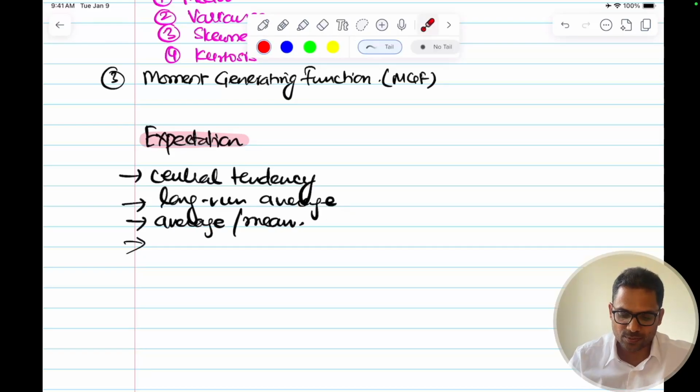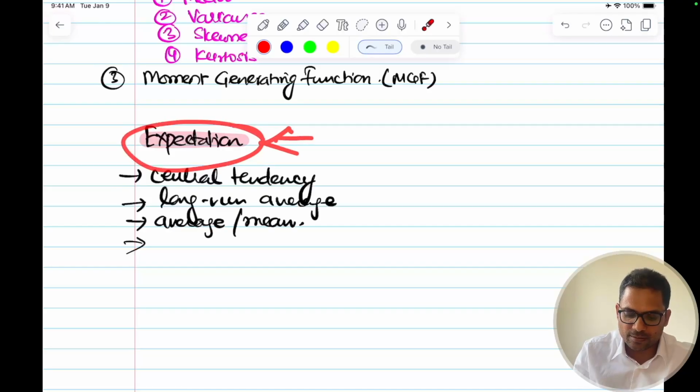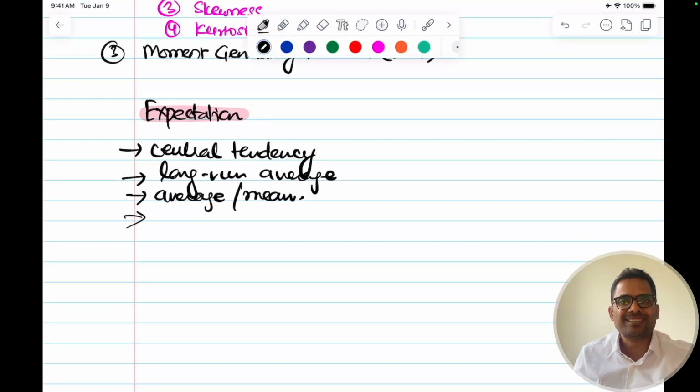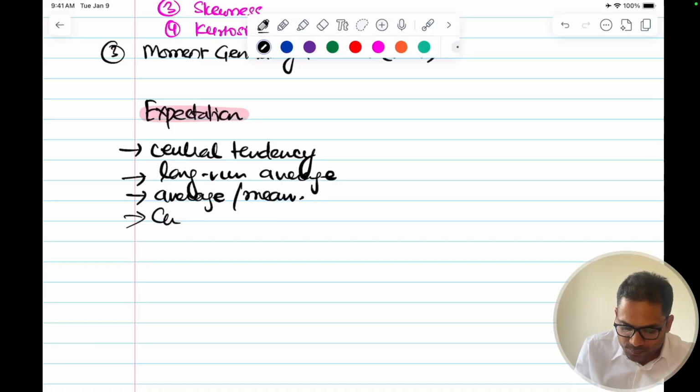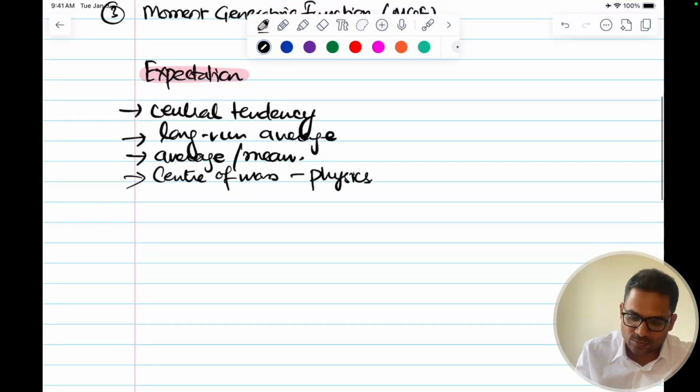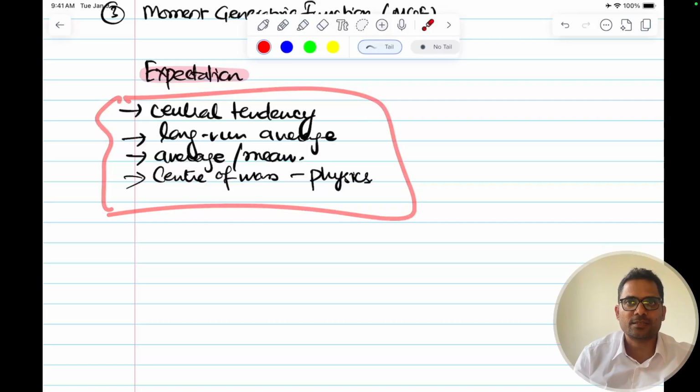So this is the main agenda, to understand what expectation is. This is the literal meaning that we bring into probability and statistics, and we use that term. If I give you one more analogy, it's similar to the center of mass in physics. This is where you expect most of the mass to be, the central point of any object. So this is what expectation means. I hope expectation is clear.